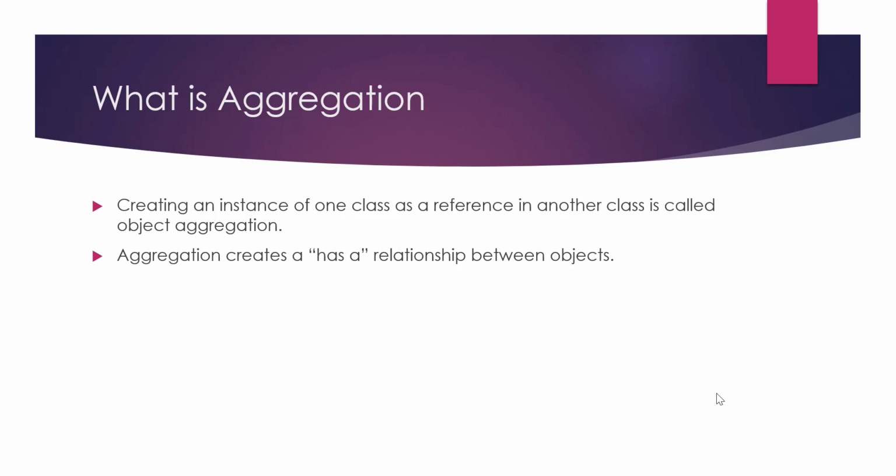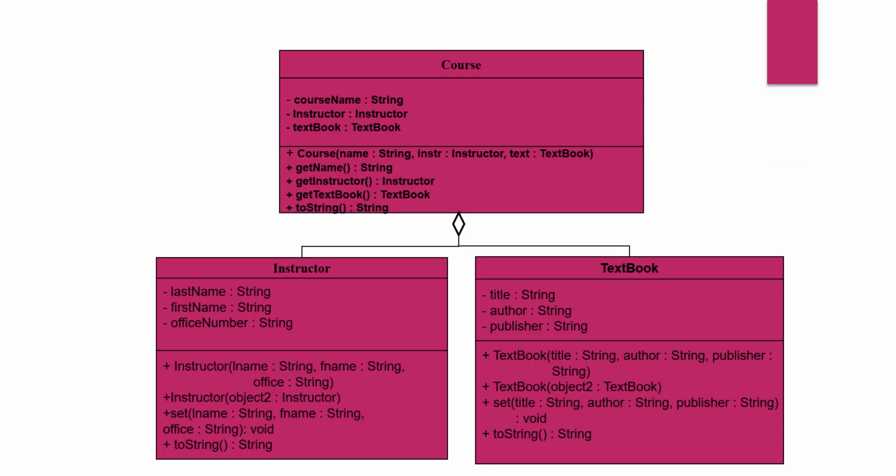So if you look at this example, we have a course class. This is our class course. And these are our fields. We have the course name, which is a string, the instructor, which is an object of the class instructor, and the textbook, which is an object of the class textbook. So the course class has an instructor, and the course class has a textbook. And that's what we call an aggregation relationship.